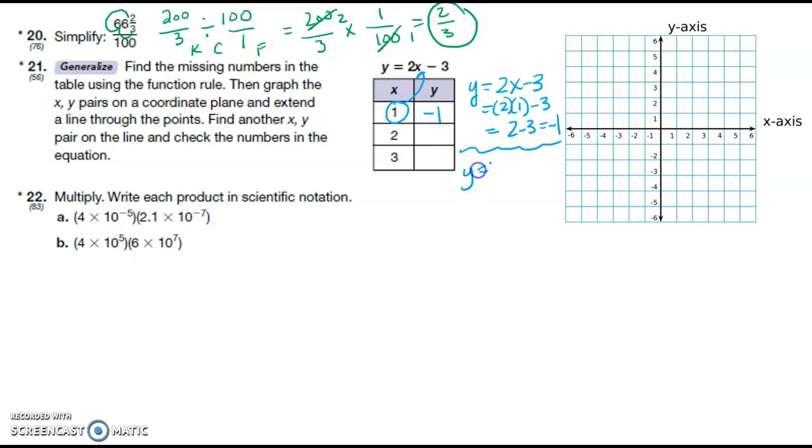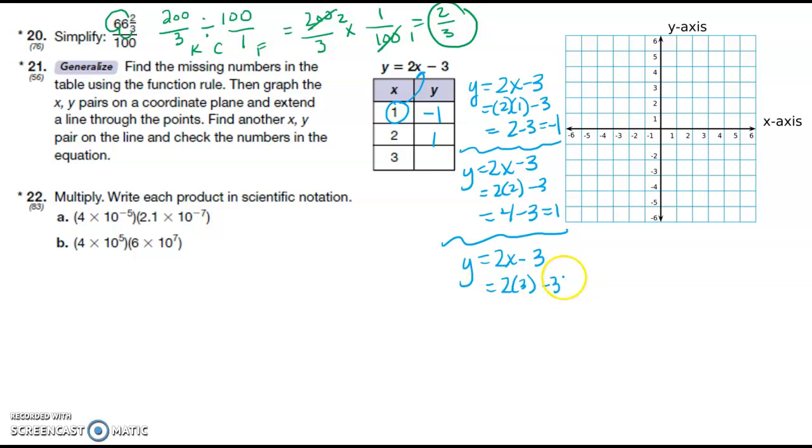And then I have 2x minus 3. I'm going to plug in 2. 2 times 2 minus 3, 4 minus 3 is 1. And then the last one, y is equal to 2x minus 3. 2 times 3 minus 3 is equal to 6 minus 3, which is 3. So I have my points. I'm going to go ahead and plot them.